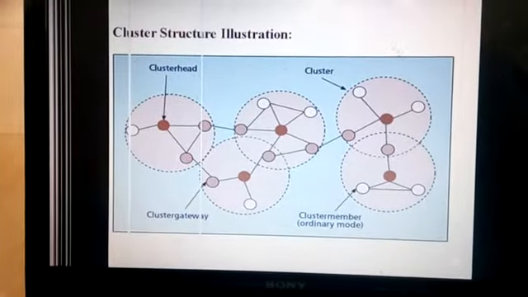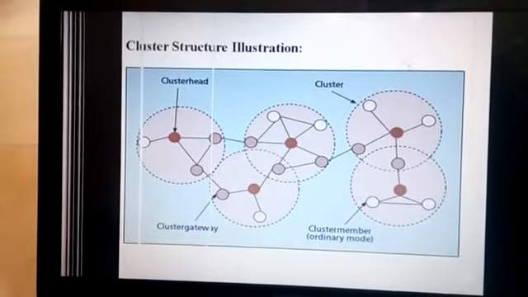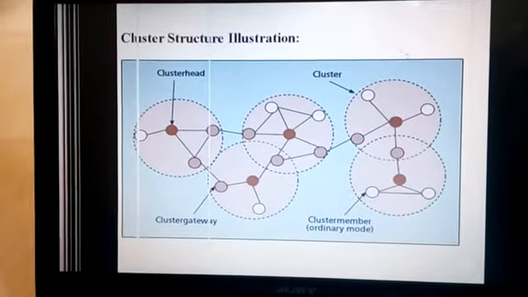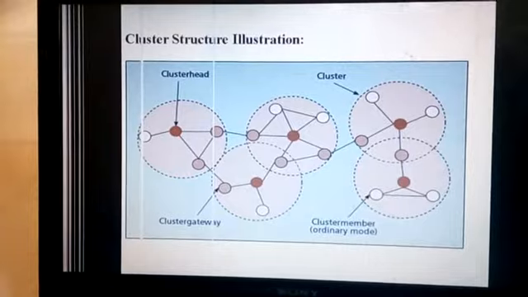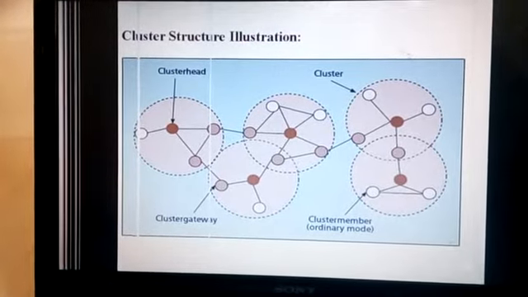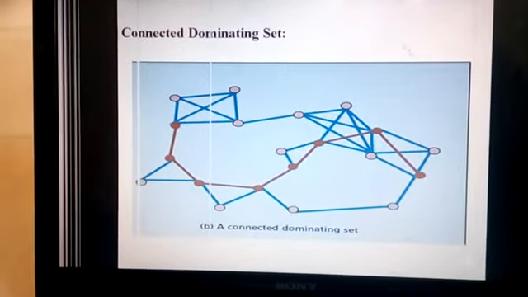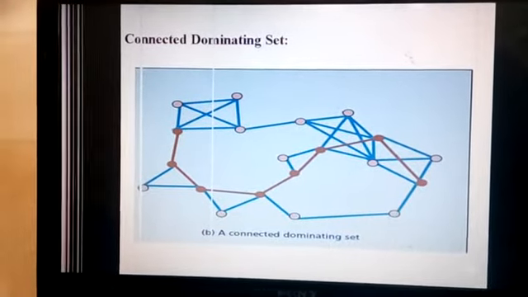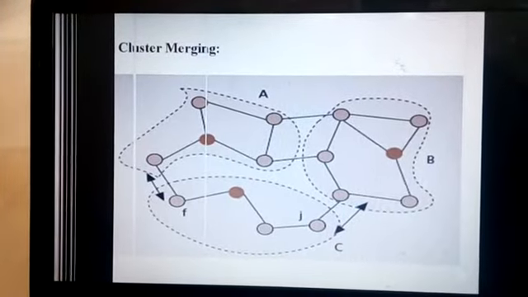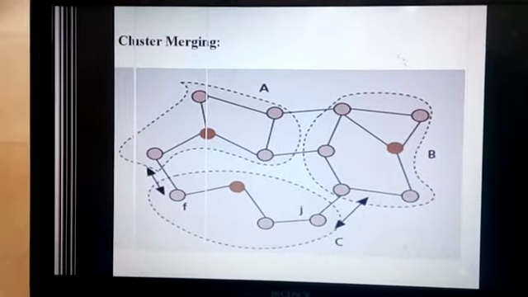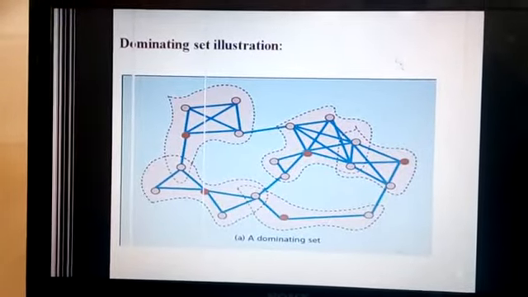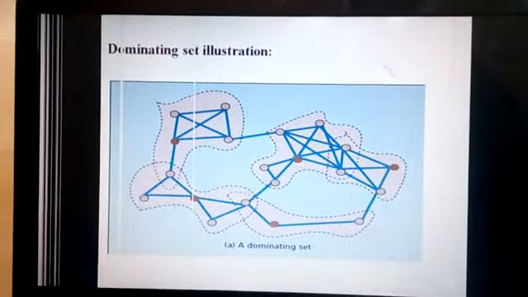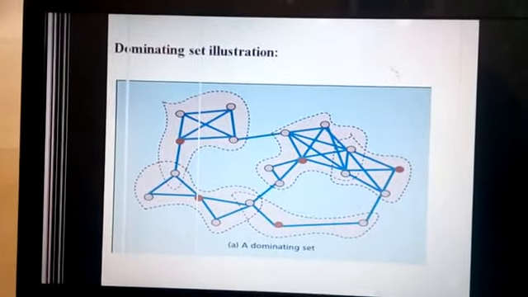This is the cluster structure illustration. The dark blue color illustrates the cluster head and the remaining ones are the cluster nodes. It gives the gateway to the next cluster nodes, and the cluster members act as ordinary nodes. The connected dominating set, shown in dark brown color, gives the shortest path to send the information from source to destination. This is the cluster merging process. Merging process means cluster nodes will be merged. This is the dominating set illustration. Dominating set illustration means cluster nodes are joined with other cluster nodes.